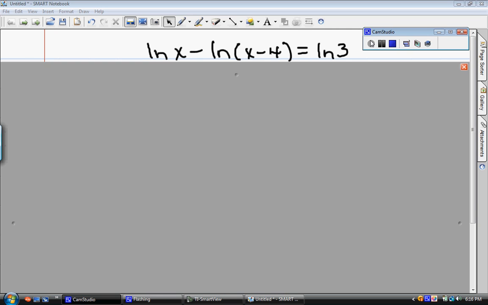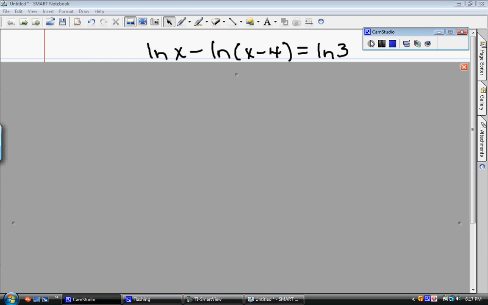This is the last of the kinds of logarithmic equations that we did in class. In this problem, we're going to have to use the properties that we learned to be able to work the equation. On the left-hand side of the equation, we have two natural logs. We need to figure out some way to turn that into one natural log.